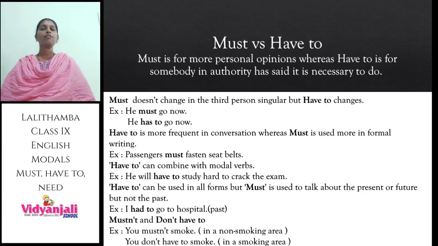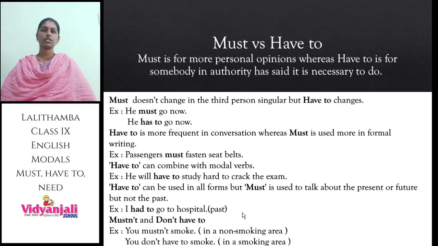Have to can be used in all forms, but must is used to talk about the present or future, but not the past. Have to can be used in present, future and past. Whereas must is used to talk about the present or future. I had to go to hospital. That is a past event and we used have to, changing it into the past form. You cannot say I must go to hospital yesterday.